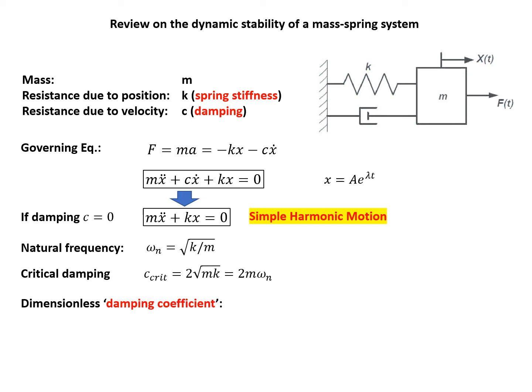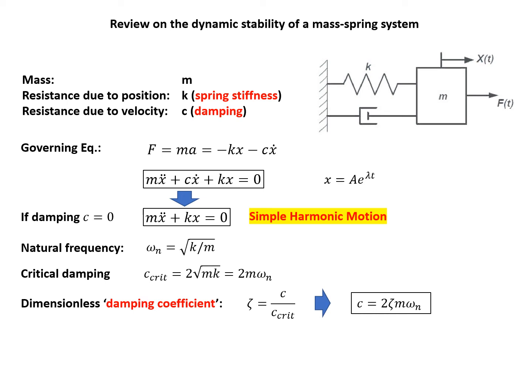Okay, so let's move further. People sometimes are more interested in the dimensionless damping, or the damping coefficient, which is denoted by zeta, and it equals, apparently, a ratio: the damping divided by the critical damping. And then we can have C, the damping, equals twice the damping coefficient times M times the natural frequency.